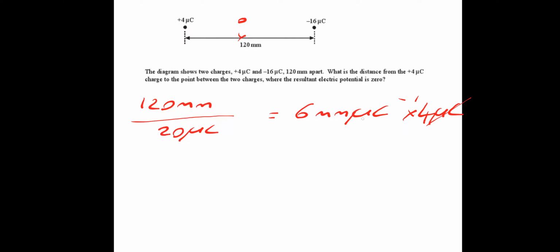The microcoulombs are going to cancel yet again. And we're left with 6 millimeters times 4. So 6 times 4 is 24 millimeters. Hopefully that went okay. Right, we've got another example, pretty tricky one. Let's have a look at it.